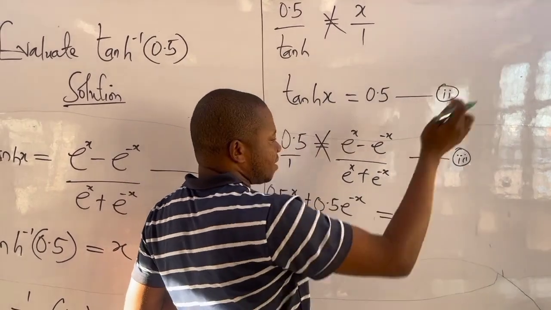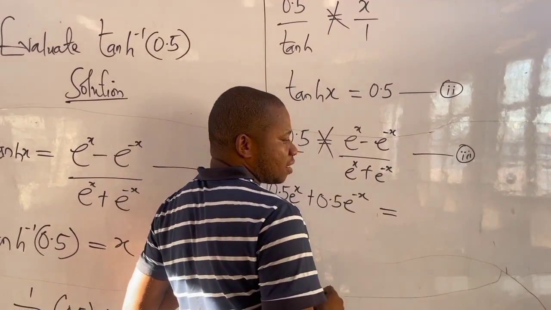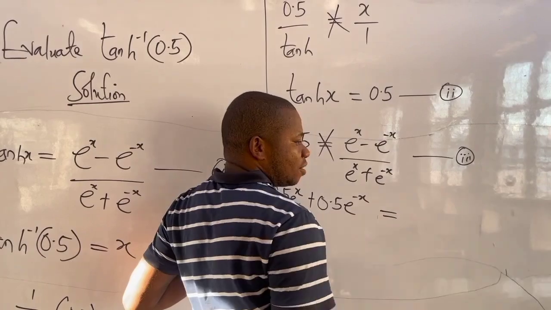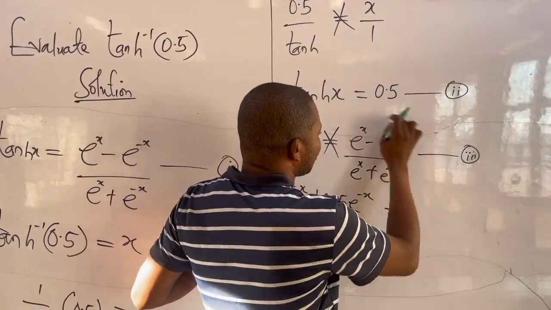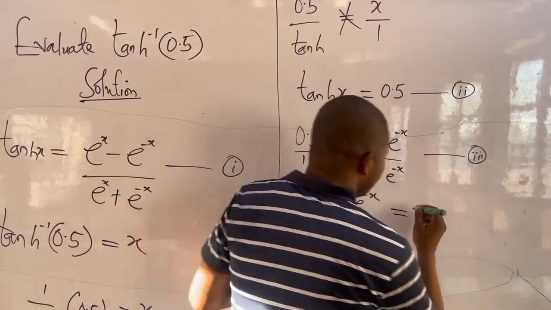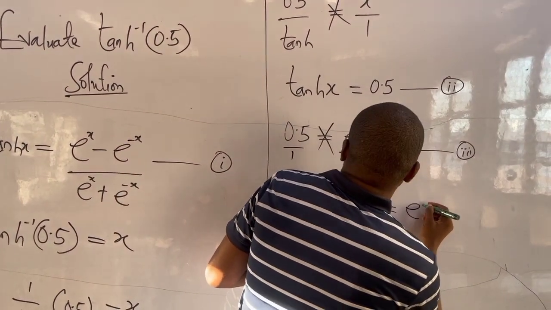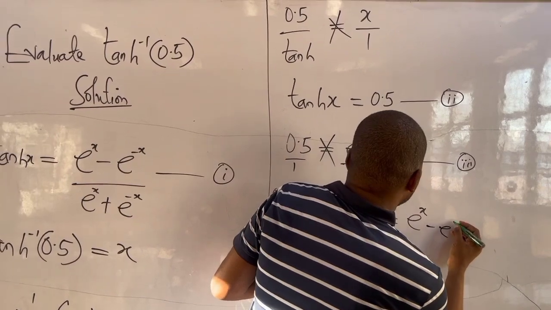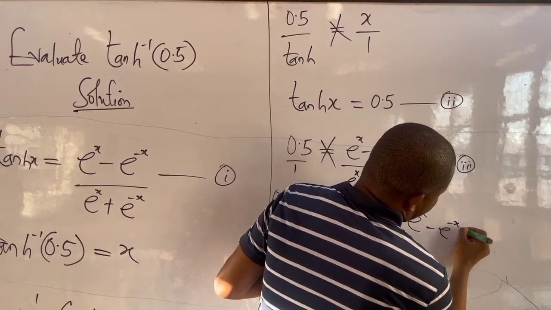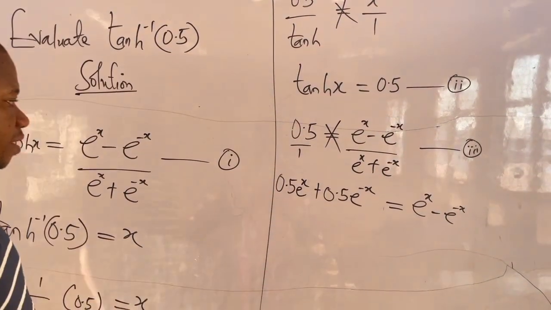When one multiplies anything, it is that thing that you get. 1 times 10 is 10. 1 times 20 is 20. 1 times 100 is 100. So 1 times the whole of this is the whole of this. So I'm having e^x minus e^(-x).